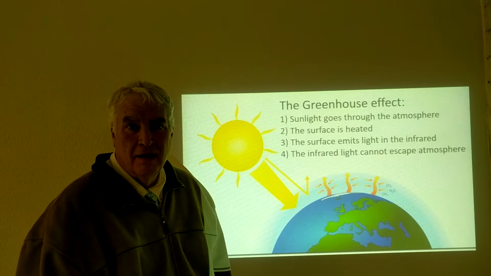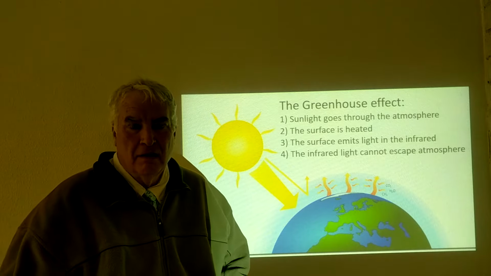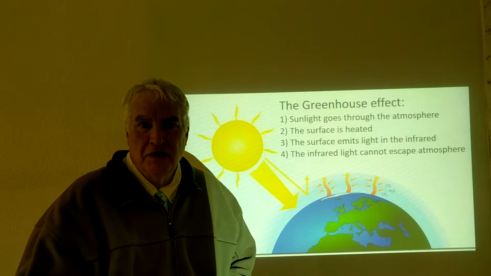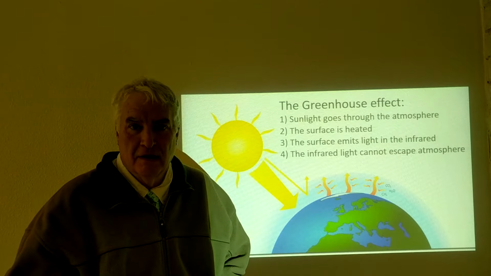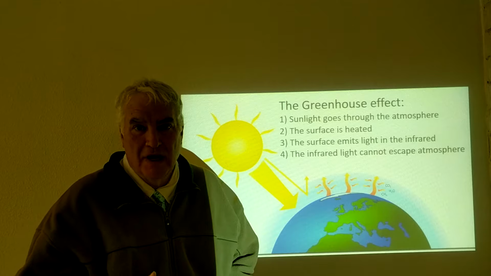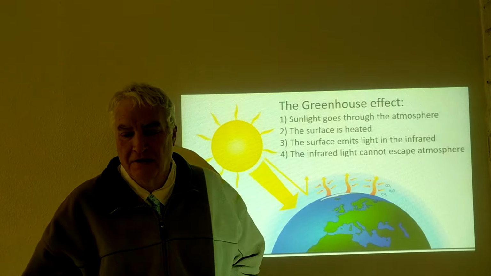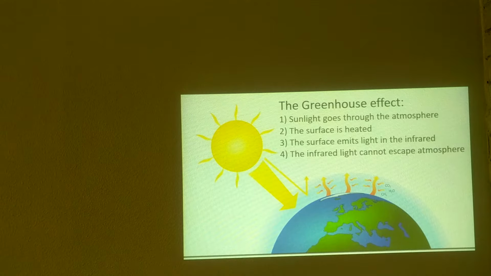Hi, I'd like to talk about the greenhouse effect and how it changes the surface temperature of planets that have greenhouse gases. And so, first of all, what is the greenhouse effect? The greenhouse effect is a process. First of all, the sunlight goes through the atmosphere of the planet. Some gets reflected off of the atmosphere.